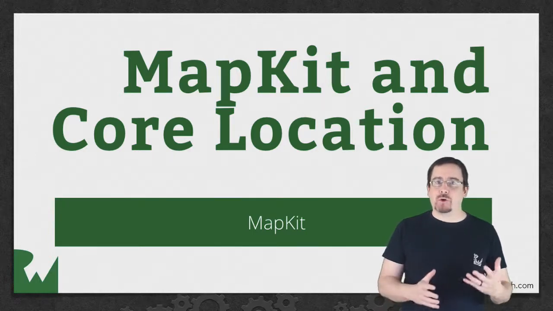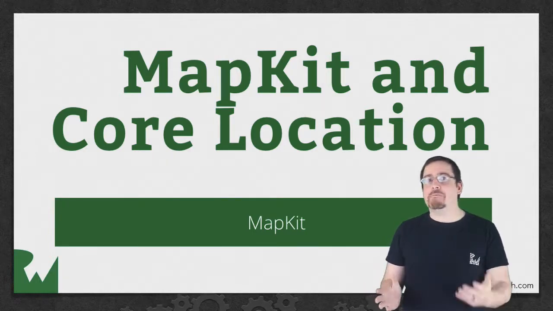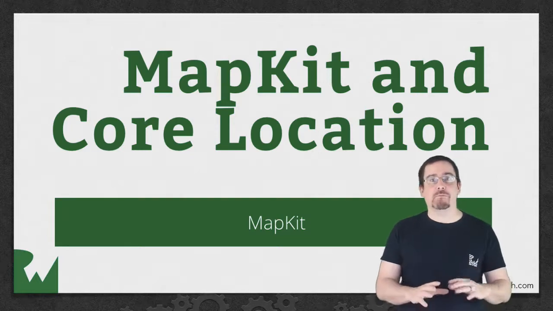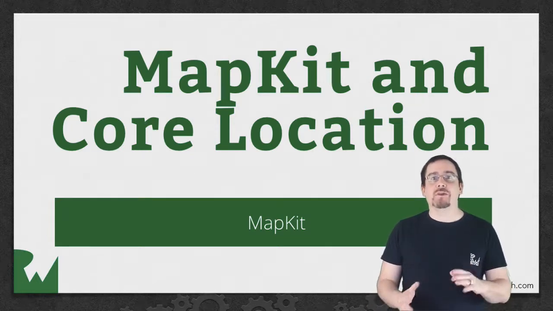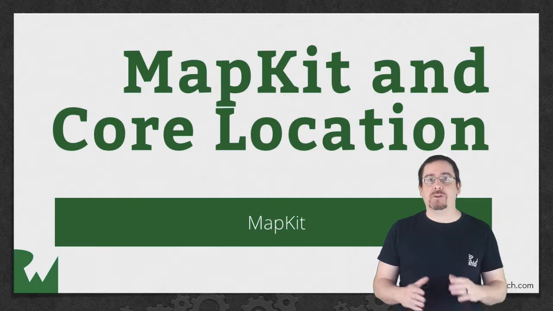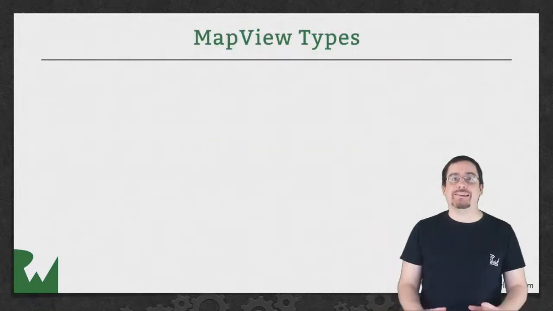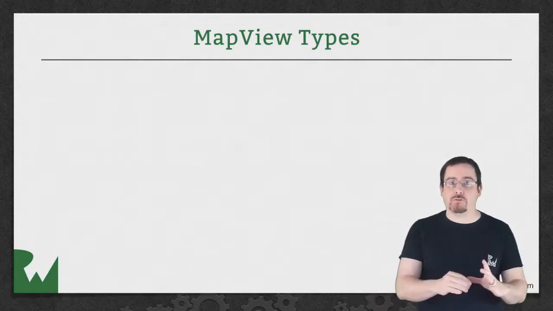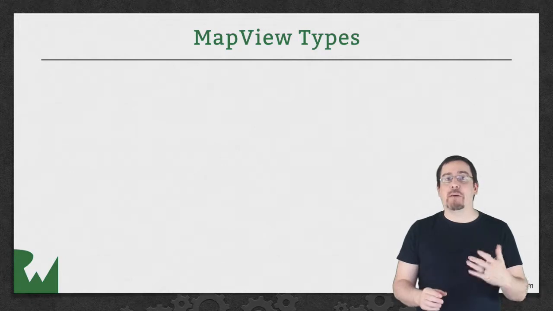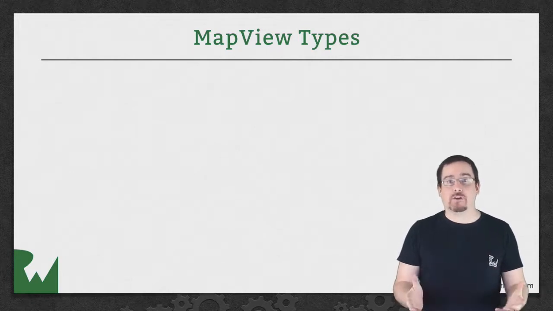If you think about Core Location as the model, then MapKit is the view in more ways than one. In this video, we'll cover the basics of map views and how you can include them into your app. Getting started with MapKit is as easy as dragging a map view onto your view controller. With a few constraints to set your view in place, the map view will display a default location.